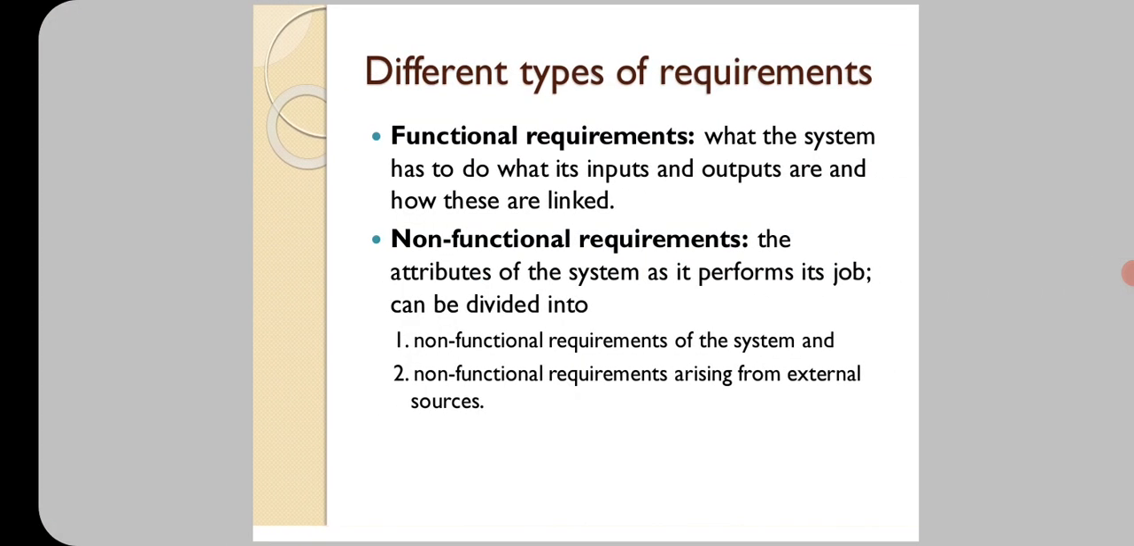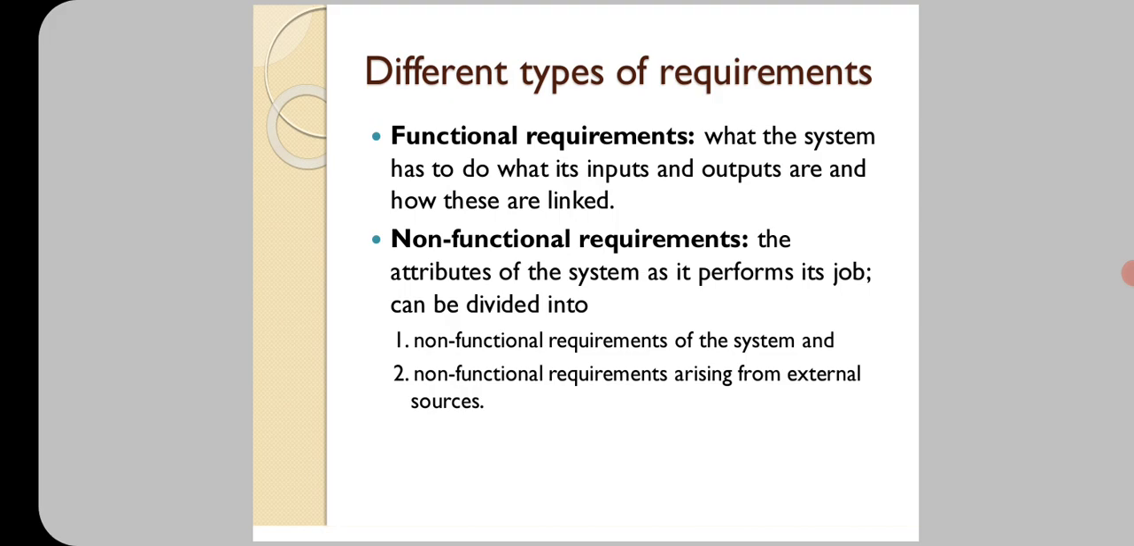So what are the different types of requirements? Functional requirements and non-functional requirements. Functional requirements mean what the system has to do, what its inputs and outputs are, or how these are linked. So these are called functional requirements. Functional requirements mainly concentrate on what the inputs are, what the outputs are and what the procedures are. Non-functional requirements mean the attributes of the system as it performs its jobs, and non-functional requirements arise from external sources.